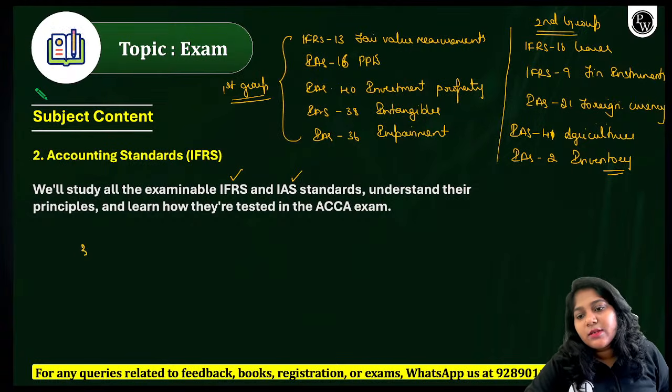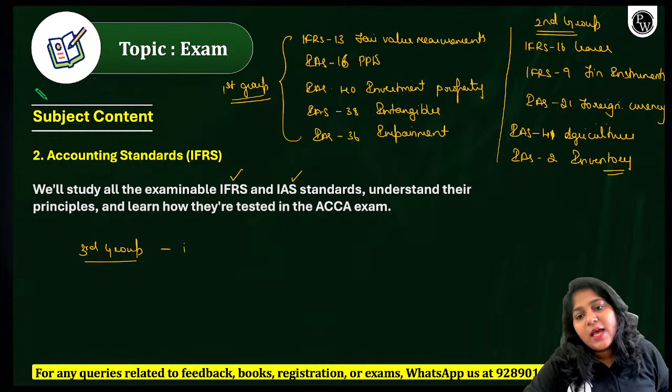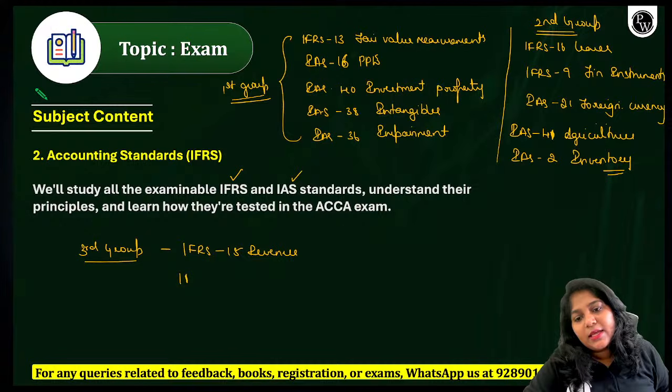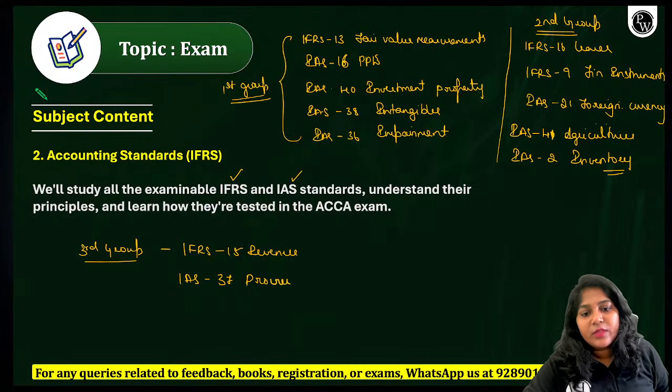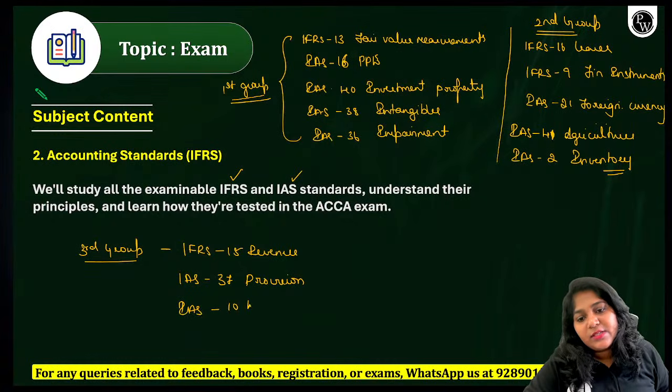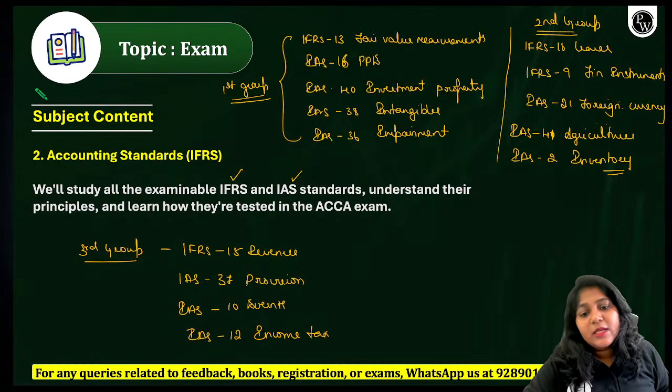Then comes the third group. So what do you have to do in the third group? You have to understand how IFRS 15 revenue works. Then how IAS 37 provision works. And then IAS 10 events after reporting period. And then IAS 12 income tax expenses. So this is the third group that I want you guys to study.